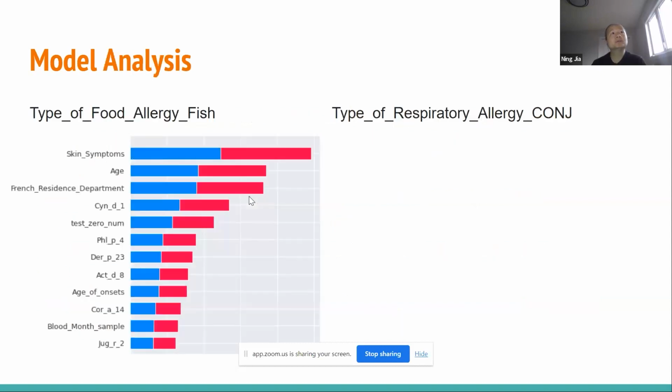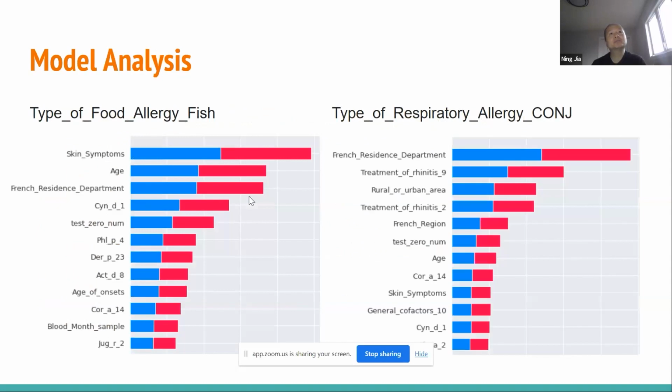So after the training, this is just showing one benefit of doing separate binary classifiers. The third winner also mentioned this. It's like the SHAP analysis. You can see this is one result for this target. It's an allergy to fish. This is an allergy to some certain respiratory thing. And you can see apparently there are different allergies.